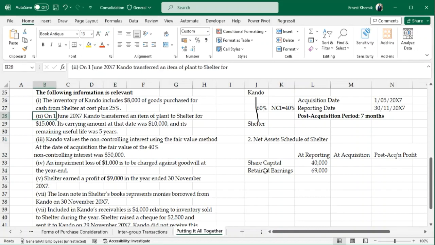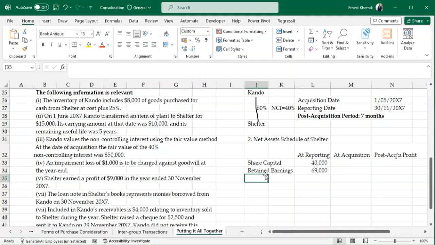The second one, on June 1, 20x7, Can Do transferred an item of plant to Shelter for $15,000. Its carrying amount at the date was $10,000 and its remaining useful life was 5 years. All right, this is the transfer of non-current assets, and in this case it is the parent who is transferring the item to the subsidiary. Get me very carefully.